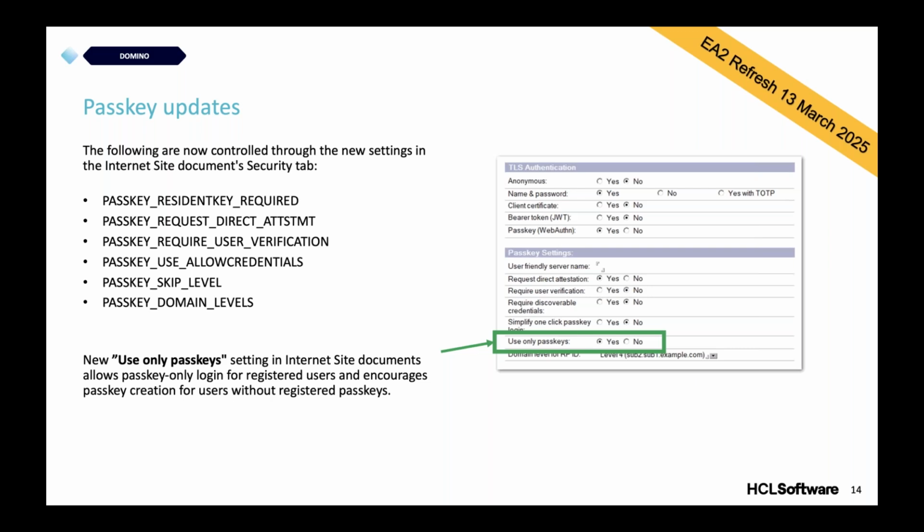Now, this has all been taken over to the Domino directory, to the security settings of an internet site, for instance. And you see it's now exposed to the UI if you enable the passkey (web authn) feature. When you set that to yes, the passkey settings section will appear. But one thing that I personally quite like is a new feature that will encourage customers to use passkeys, and you can turn that on a per internet site basis.